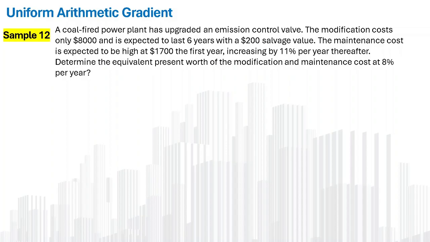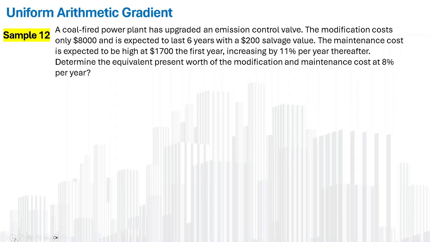Okay, so the maintenance cost and the modification, that's just one. So that's going to be $1,700, and it will increase by 11% every year. The interest rate given to us here is 8%. I want you to not be confused with the percentages here. Make sure to have the distinction between the growth rate, the rate of change, versus the interest rate per period basis. In this case, it's on a per annual basis.